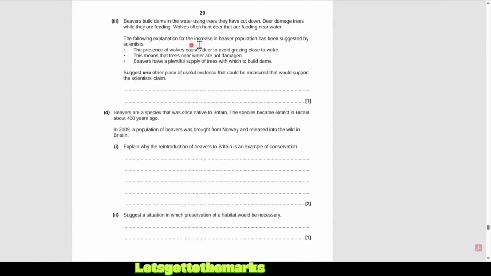The following explanation for the increase in the beaver population has been suggested by scientists. The presence of wolves causes the deer to avoid grazing close to the water. This means the trees near the water are not damaged. Beavers have a plentiful supply of trees with which to build dams. So just one other piece of useful evidence that could be measured that would support the scientists' claim.